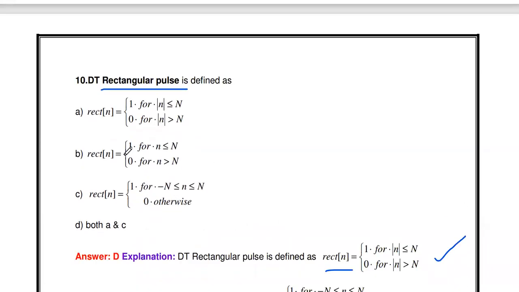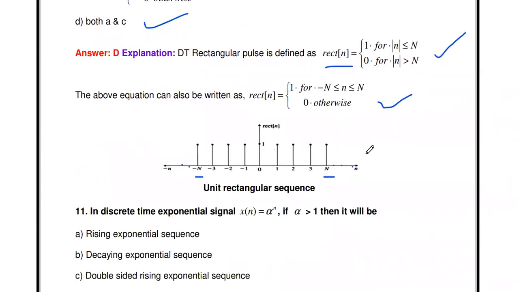So you see the choices here. Rect of n is equal to 1 for modulus of n less than or equal to N, 0 for modulus of n greater than N. This is correct. Similarly, rect of n is equal to 1 for n less than or equal to N, 0 for n greater than N. Here modulus of n is not given, so this is wrong. Then rect of n equal to 1 for n from minus N to N, 0 otherwise. This is also correct. So both A and C are the correct answers. This is the rectangular pulse. You should remember the shape of the signal, so you can define it in the easiest manner.